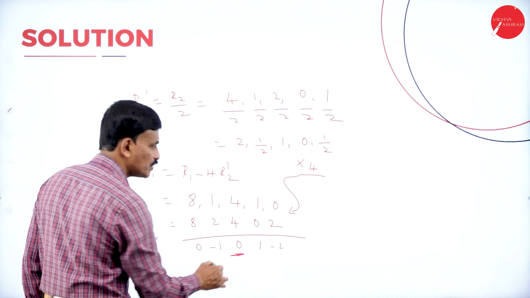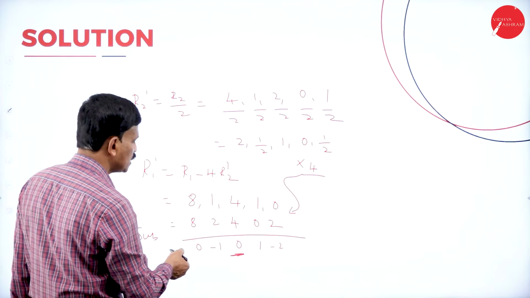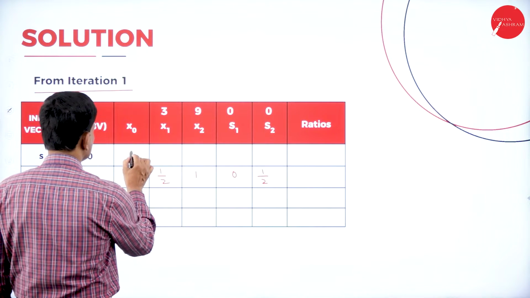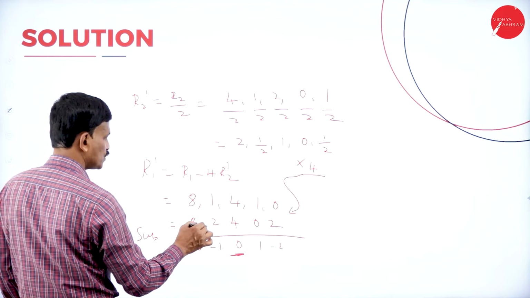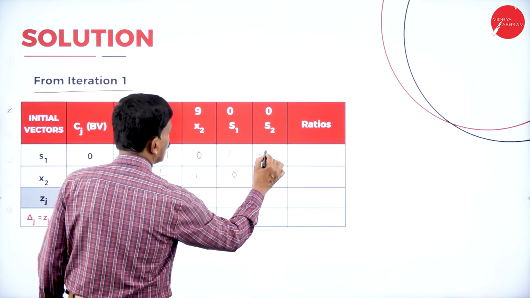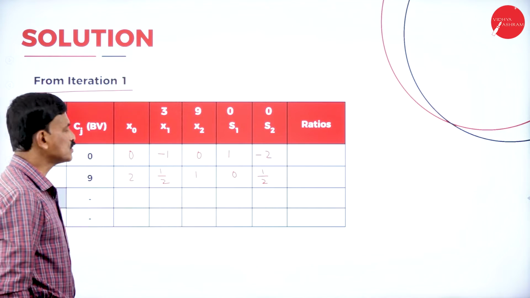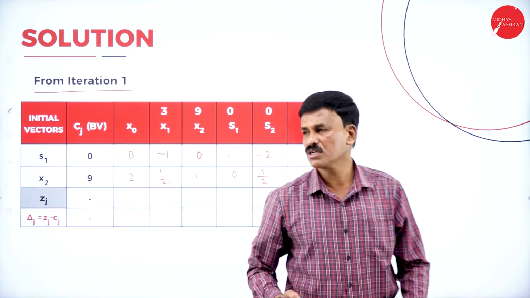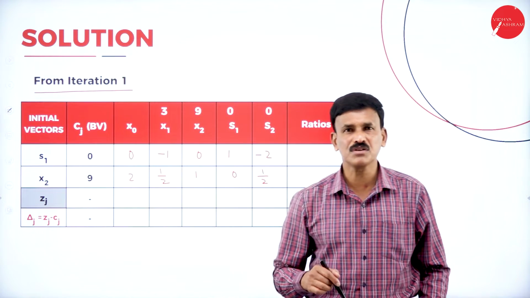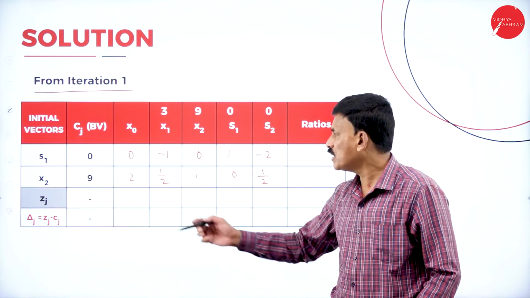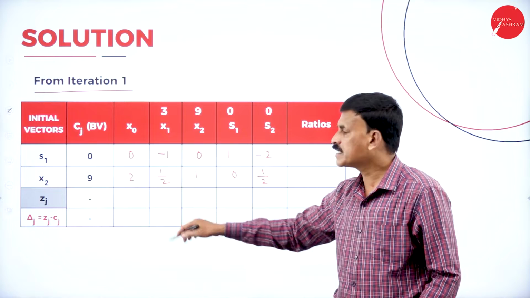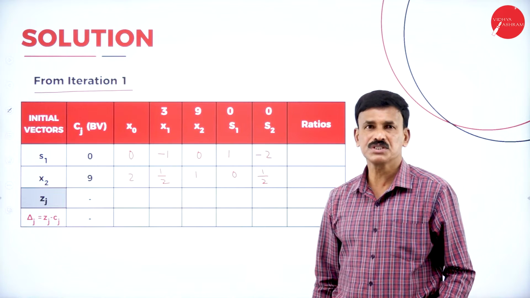Our intention is to convert this as 0. Now, go to the table. I will substitute here: this is 0, minus 1, then 0, 1 and minus 2. So, these are the elements of row 1 and row 2 in the first iteration table. As usual, find out the value of Zj and delta j, Zj minus Cj, that is it.